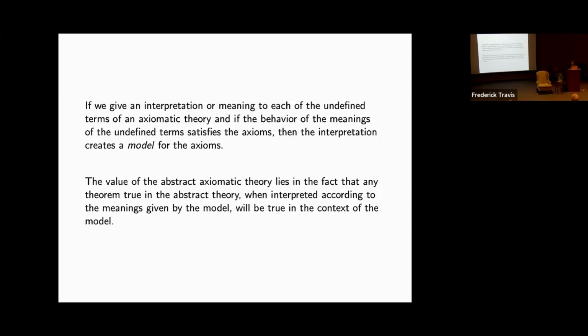And this next sentence is about the value of a model, or a value of an abstract theory. And that is, if you work at the level of the abstract theory, which is a very subtle level, if you prove something in very abstract terms where you have not interpreted the undefined terms, then what you prove is true in every model. So you do one proof and you're done for all possible models. So it's extremely efficient to work at that abstract level.